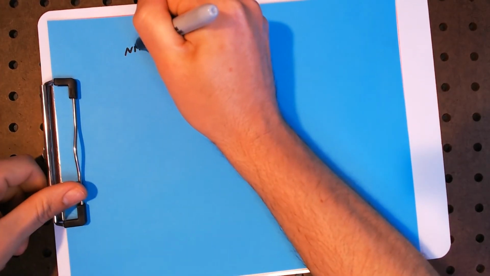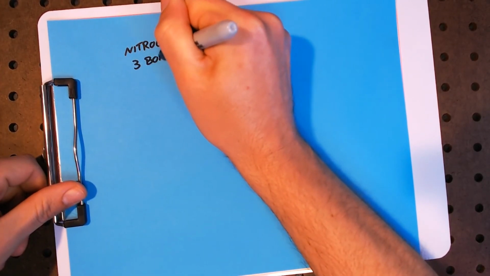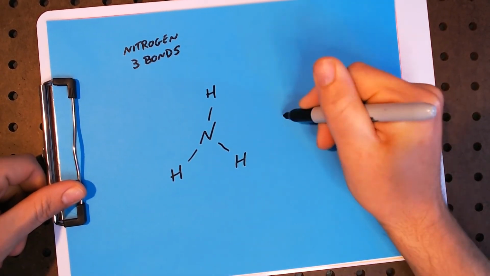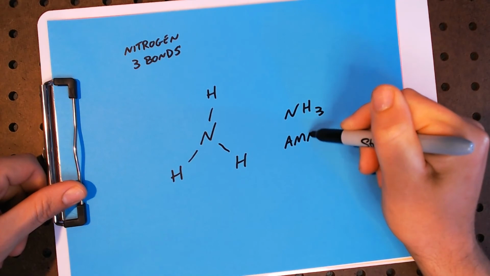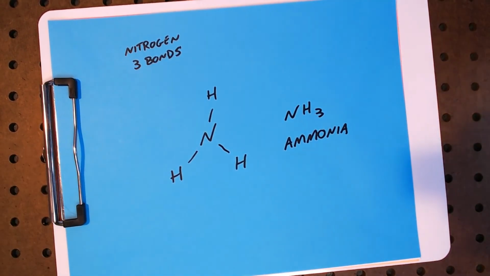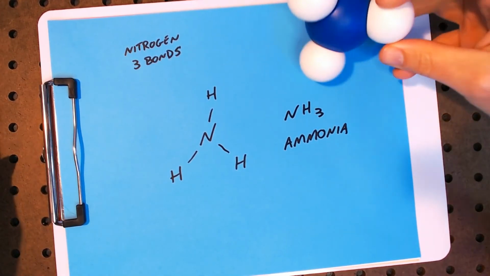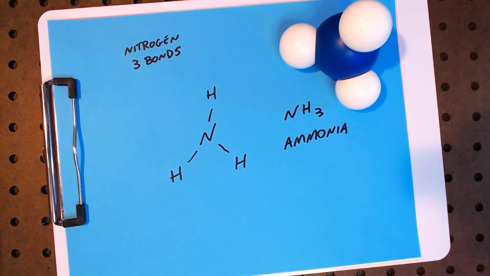Now, if I do the same thing with nitrogen, you might remember that nitrogen can only make 3 bonds because it has only 3 spaces left over in its valence shell. I'm going to get NH3. NH3 is ammonia, which is another kind of chemical you're probably familiar with. It's a really good solvent in certain situations.